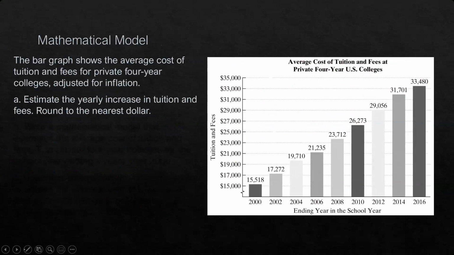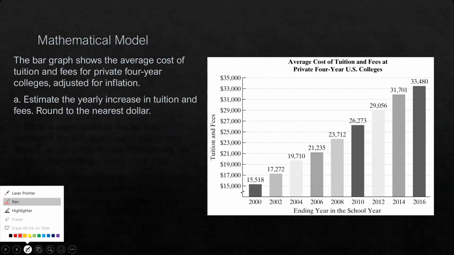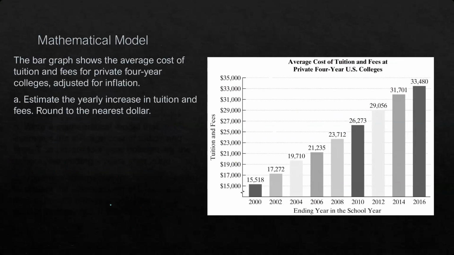So here it seems like we're about to do some mathematical modeling. We used formulas before. Now we see if we can put a couple more things together for this example. Let's see. The bar graph shows the average cost of tuition and fees for private 4-year colleges. Just by looking at the picture, we have a bar graph.